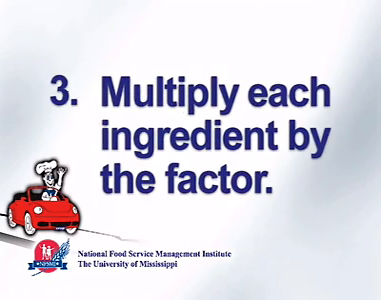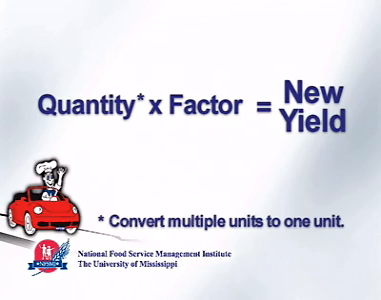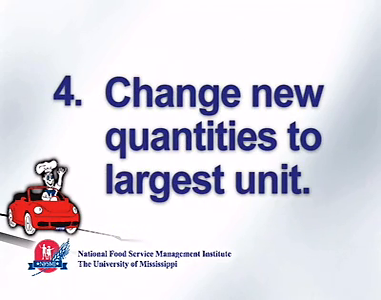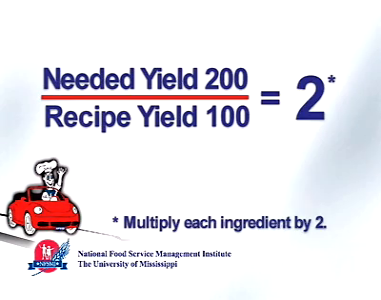Step 3. Then multiply each single unit ingredient quantity by the factor to determine the ingredient quantity needed to produce the new yield. Step 4. The new quantity amounts can be changed into the largest weight or measure unit for the total yield.